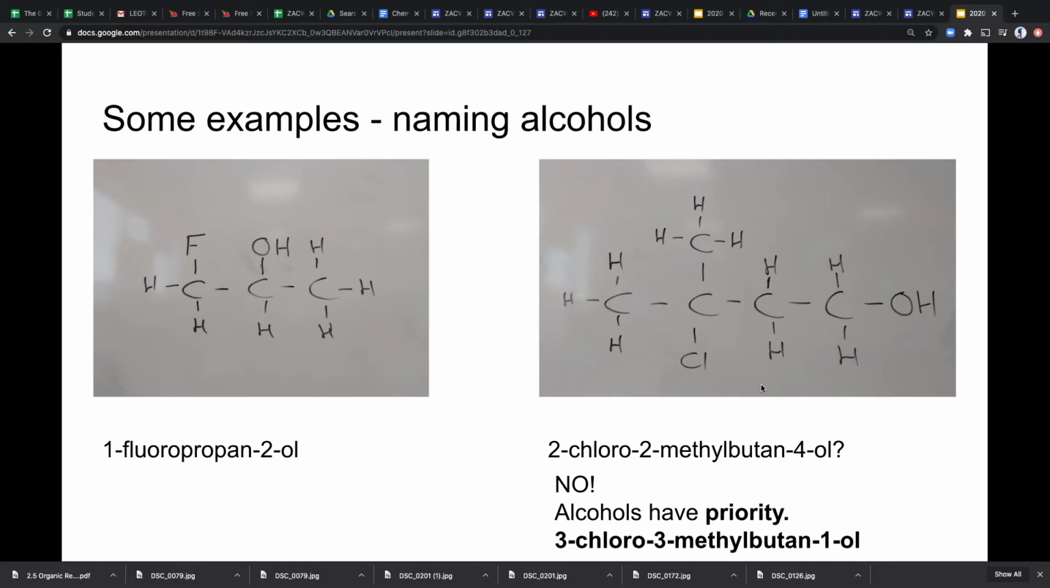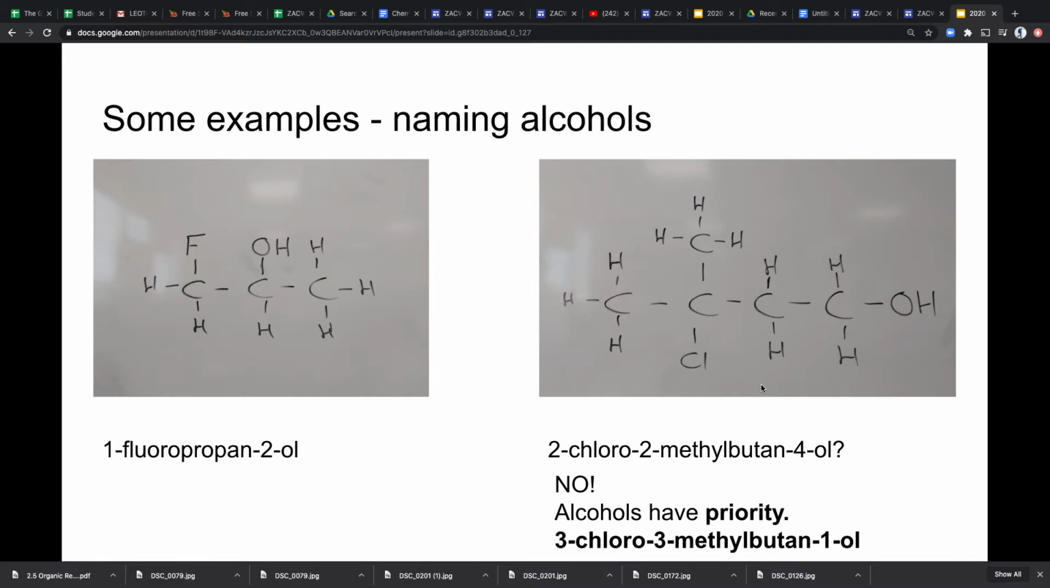Other functional groups are like that too. They're like, no, I'm more important. You must start numbering the chain closest to me, even if that results in a numbering system where you have to use larger numbers. Why? Why did they do that? Why didn't they just start all of it from one side?